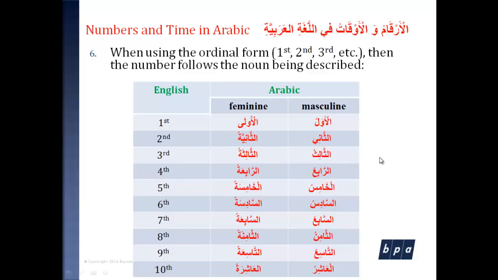When using the ordinal form first, second, third, etc., then the number follows the noun being described. In English, you'd say first, second, third, etc. In Arabic, depending on the noun that you're describing, you will use either a feminine or masculine. So here's al-awwal, al-ula for feminine. الثاني, الثانية for feminine.